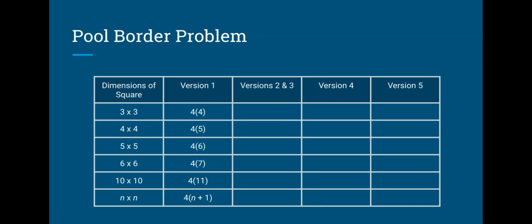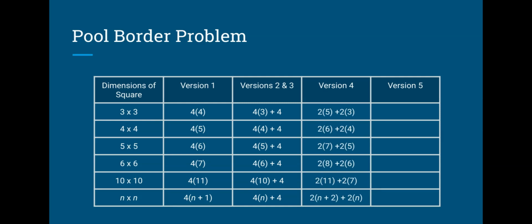And when we start to look at version 2 and 3, something similar happens. When it was a 3 by 3 square, it was 4 times 3 and 4 more. When it was a 4 by 4 square, it was 4 times 4 and 4 more. When it was a 5 by 5 square, it was 4 times 5 and 4 more, so on, so that whatever size square we have, n by n, the expression for the pool border is just 4 times n and 4 more.